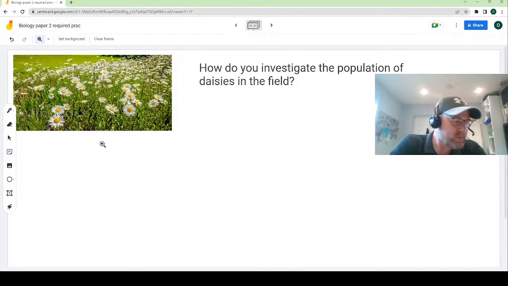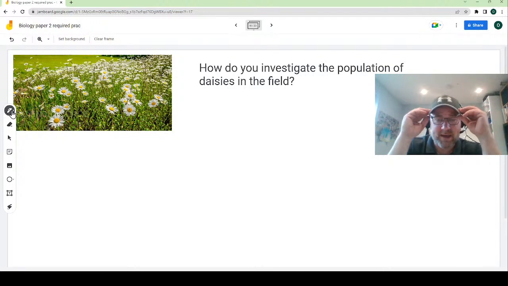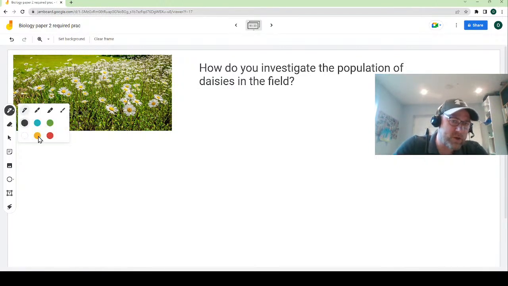population. So, does anyone know how you investigate the population of daisies in the field? Anyone got something they can say? How would you investigate? So this comes up in ecology, which is in your biology paper 2 exam, and basically you could be asked two questions. One of them is how to investigate the population, and the key word here when you're doing this core practical is to check out this word.